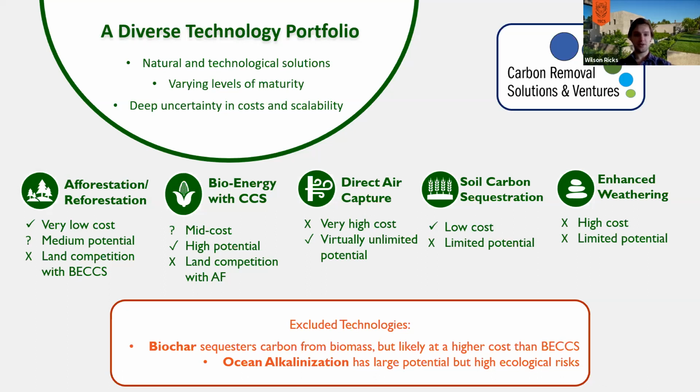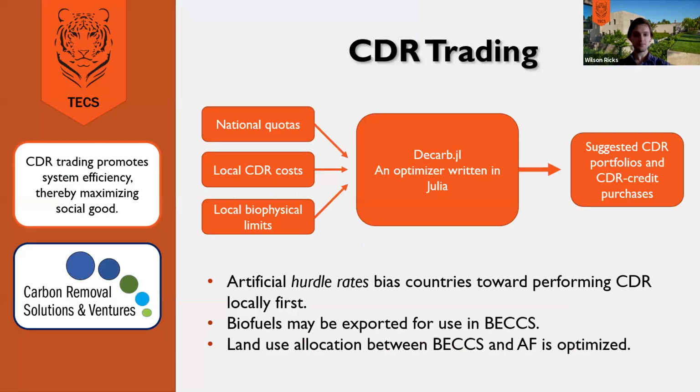Across all these technologies, there was pretty high uncertainty in cost and scalability, but based on an assessment of the available scientific literature, we calculated likely costs and country-level biophysical limits for each of these for 176 countries around the world. Using these biophysical limits, which are of course unevenly distributed, we decided that the best way to ensure efficient use of global CDR resources was through a global CDR trading system. By trading CDR on a global market, we promote system efficiency and thereby minimize global costs and maximize social good.